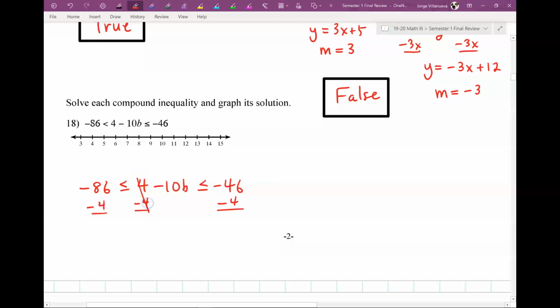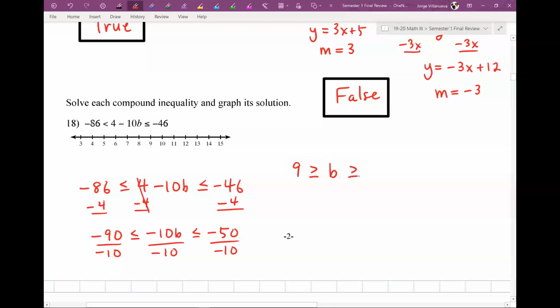So it's going to cancel here. Negative 86 minus 4 is negative 90, less than or equal to negative 10b, less than or equal to negative 50. Now, what do I do to solve for b? I divide by what? By negative 10. So let's divide this by negative 10. I also got to divide everything else by negative 10. Negative. So that means I got to switch all the signs. Okay? So in this case, we get negative 90 divided by negative 10. That's 9. Greater than or equal to b.